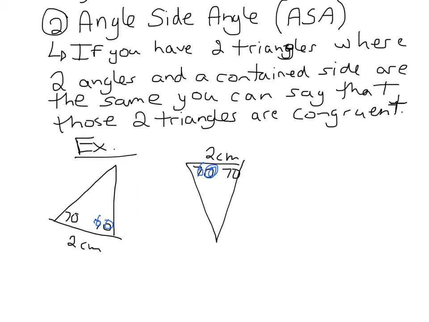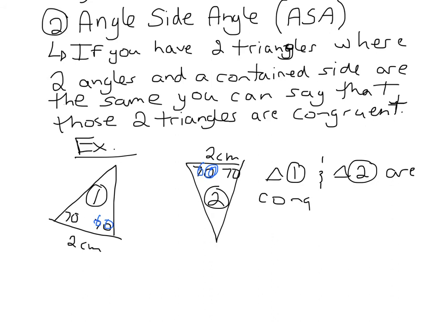So using that, we could say for sure, if we call this triangle 1, this triangle 2, we could say triangle 1 and triangle 2 are congruent because of angle, side, angle. Okay, you've got to be careful. Make sure that you're dealing with a situation where two angles contain a side, all right, and it's the same two angles and the same side length. Okay.